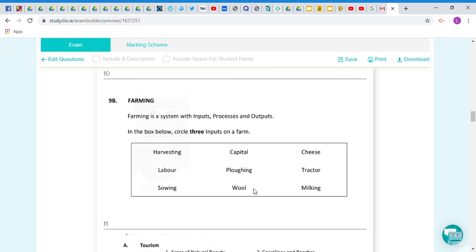And then another quite familiar one, farming is a system with inputs, processes, and outputs. In the box below, circle 3 inputs on a farm. So we have harvesting, labour, sowing, capital, ploughing, wool, cheese, tractor, milking. So there are inputs, things that you need to put in when you're starting your farm. So capital, which is also money, a tractor, piece of equipment, and labour, work. Now we're going to have a look at doing a sample answer, which I will post on your page.